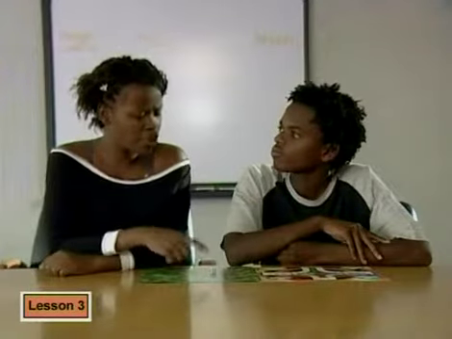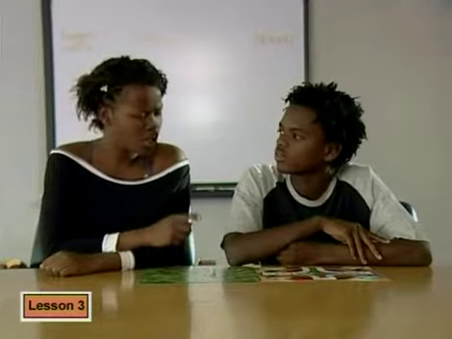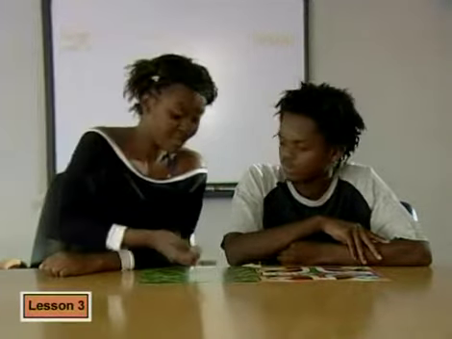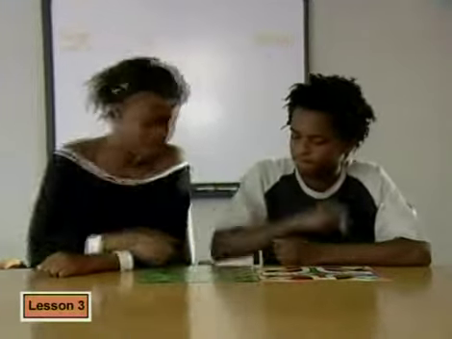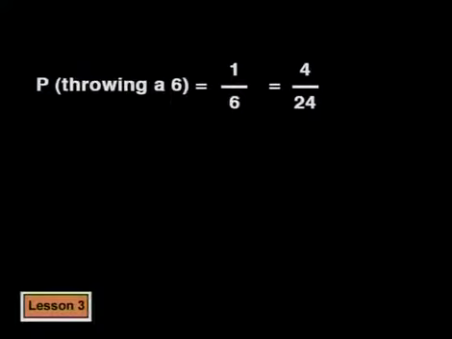Let's see what happens if we throw the dice 24 times. 24 is 6 times 4. Okay. That's a much better idea. The theoretical probability of getting a 6 is still 1 out of 6, or 4 out of 24. So let's see if they get 4 6s.